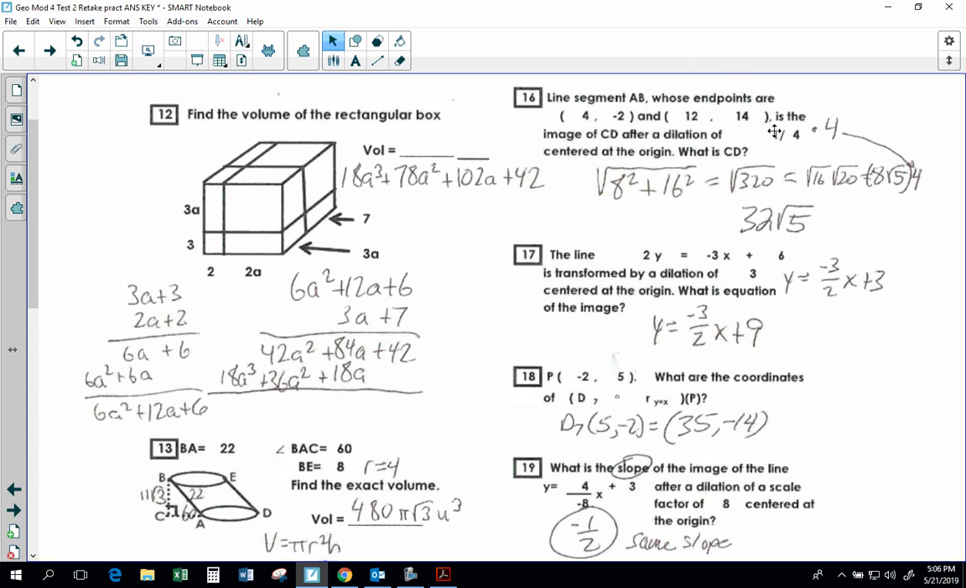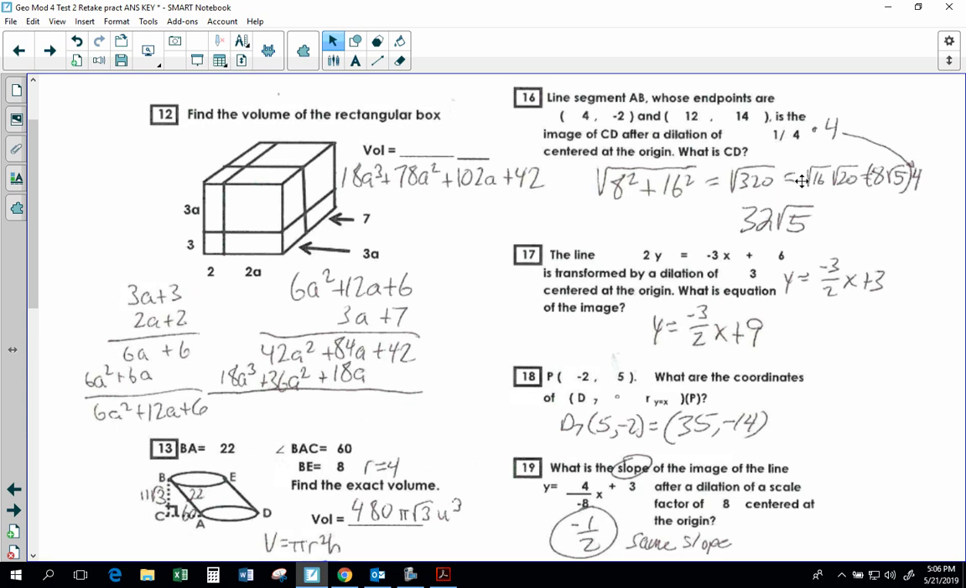So to go backwards, I multiply by the reciprocal, which is 4. I first find this distance, using the distance formula or the Pythagorean theorem, same thing. So that's the square root of (12 minus 4) which is 8 squared, plus, not minus, (14 minus negative 2) which is 16 squared. So I have 64 plus 256, which adds to 320.